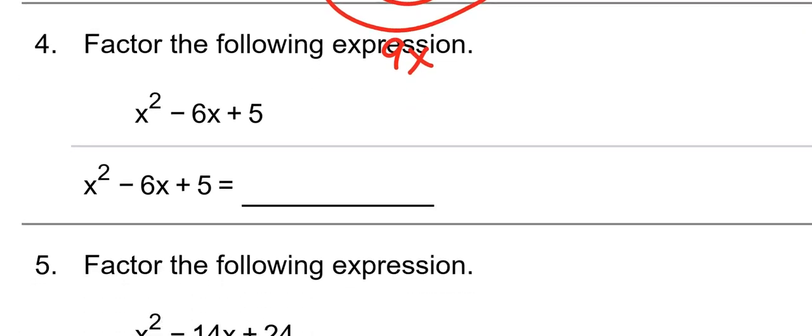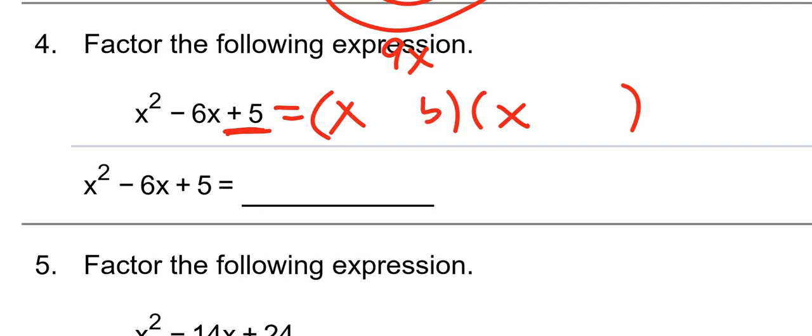Factor the expression. Okay, so this time we're coming up with things, so we got an x and an x. I guess I could have put this down in the answer blank. Now this time they need to multiply together to give me 5. Well, there's only one choice. It's 5 and 1, right?